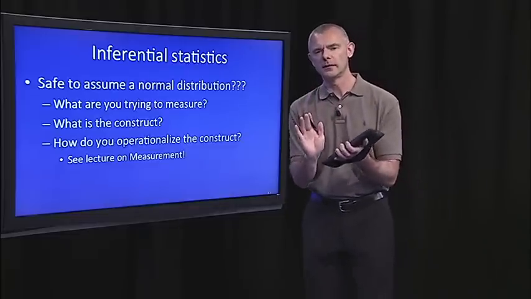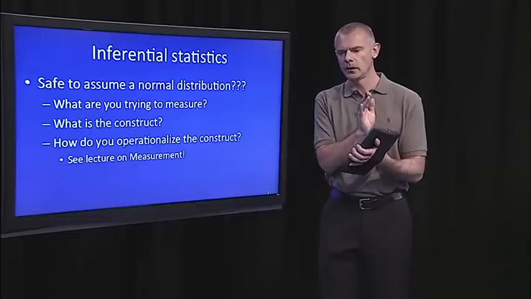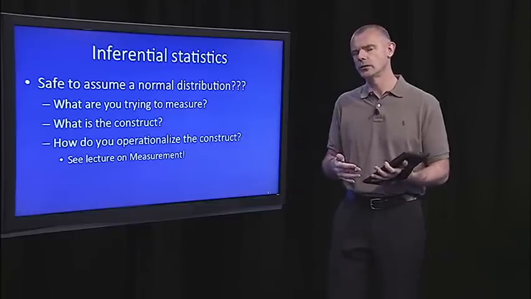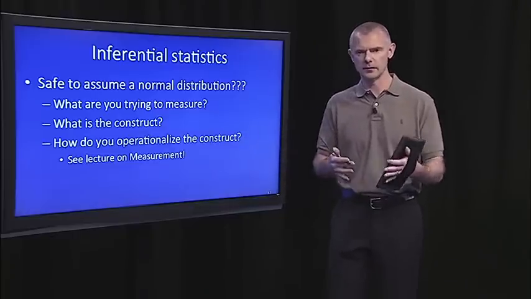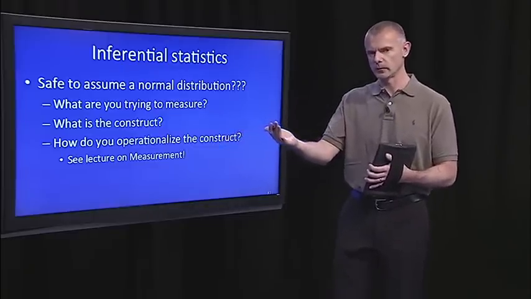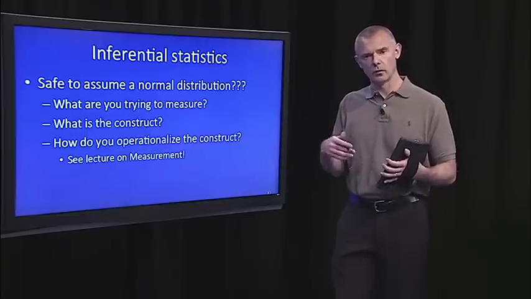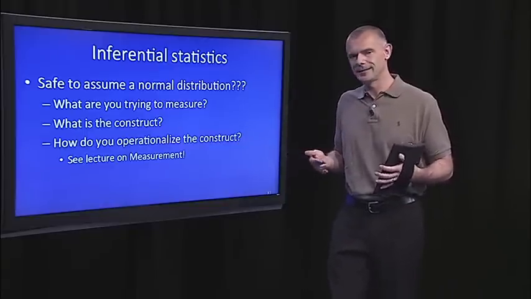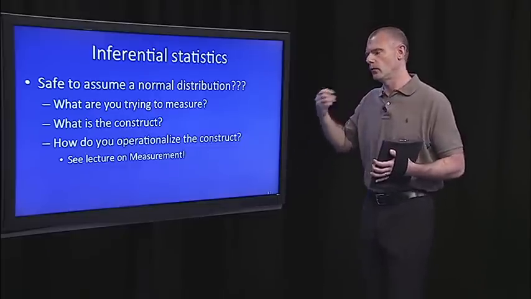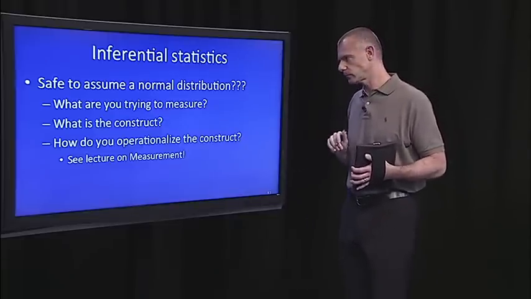But let's pause and ask, is it safe to assume a normal distribution? Remember from the first lecture, we often don't know the population parameters. That's why we're doing the research. We're getting random representative samples from the population to estimate those population parameters. So we often don't know if our variables are normally distributed in the population. It's an assumption we often make, so we have to keep reminding ourselves that we're doing it. And is that a safe assumption?